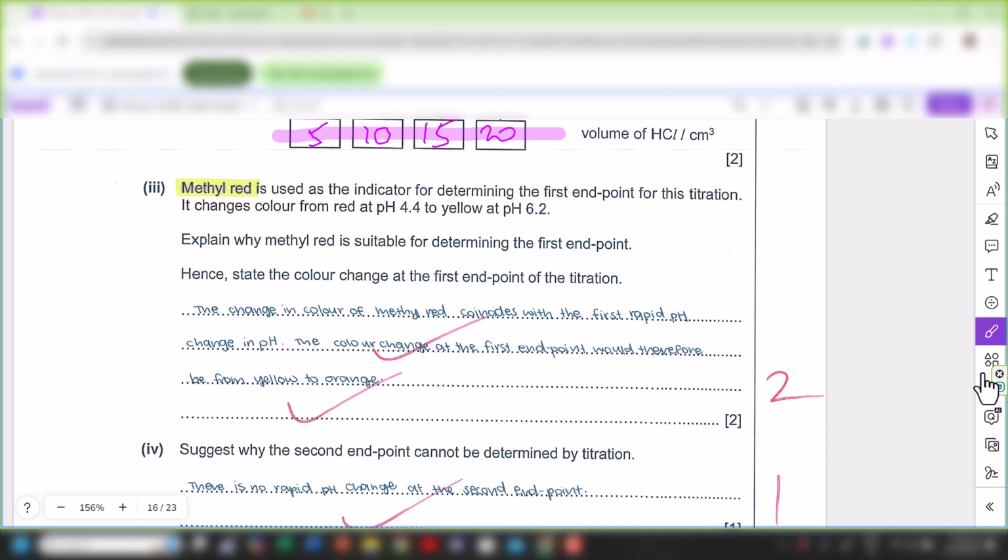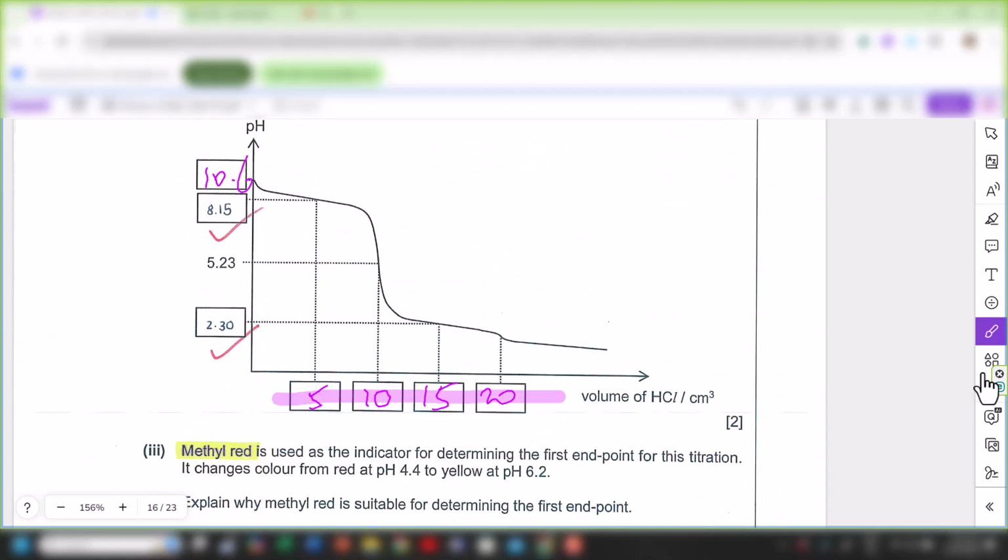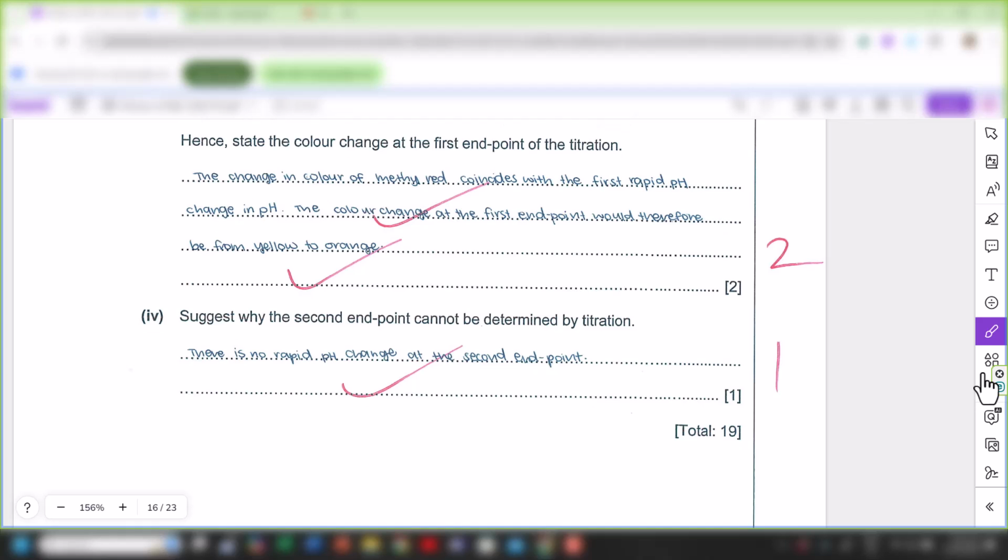So methyl red, how do we look at methyl red? Methyl red indicator is a standard explanation. You just need to ensure that the use of methyl red, because the indicator color change happens to coincide with the first rapid pH change, which is here. So I think you mentioned that, then that will be fine.